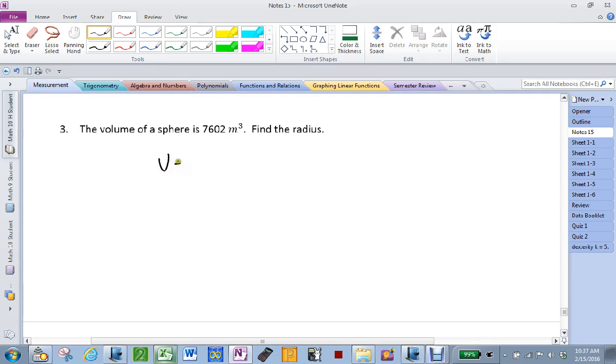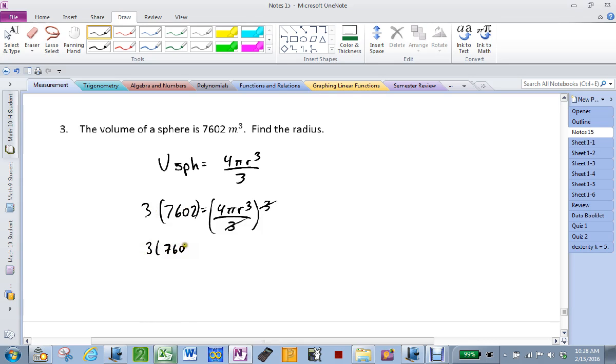So what's the volume of a sphere? 4 pi r cubed divided by 3, right? Yeah. What do I have? Only the volume. So 7,602 equals 4 pi r cubed divided by 3. How do I get rid of divide by 3? Multiply both sides by 3. Cancel, cancel. Cool? So right now on the left, I've got 3 times 7,602 equals 4 pi r cubed.